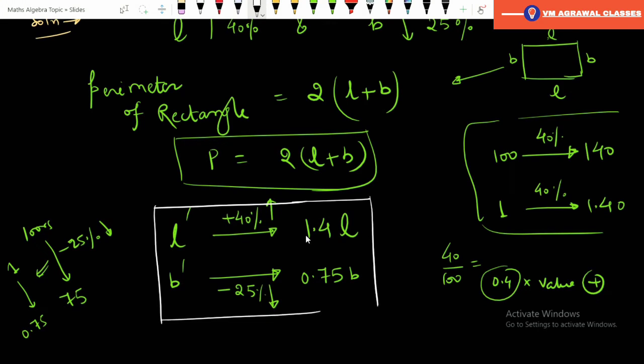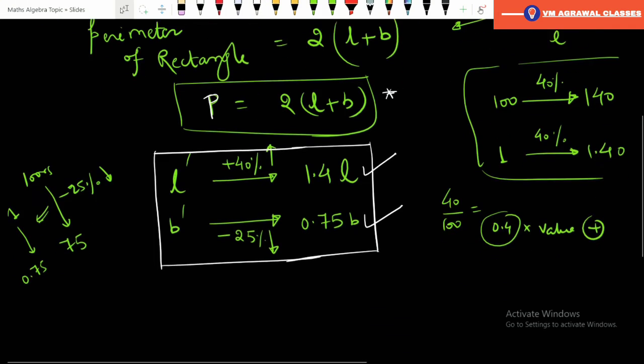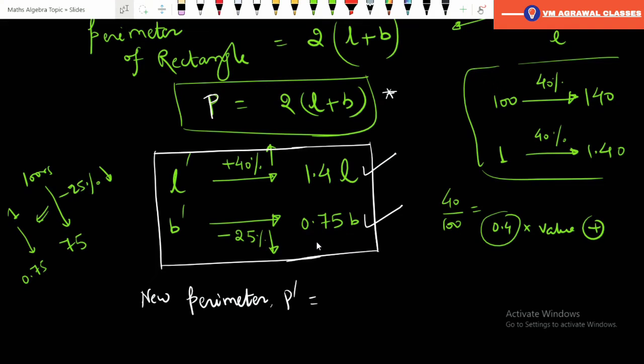These are your new dimensions of length and breadth, that is 1.4 L and 0.75 B, and the previous perimeter is P equals 2 into (L plus B). So what will be the new perimeter? We can't determine the perimeter directly because perimeter depends on the sum of L plus B. The new perimeter P dash, the formula is the same, 2 into (L dash plus B dash).